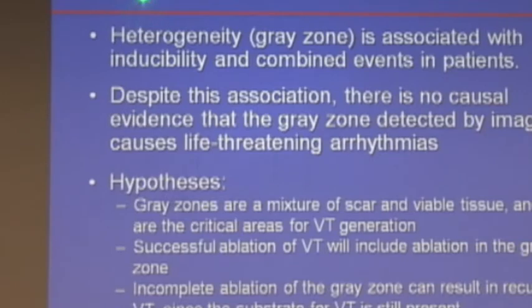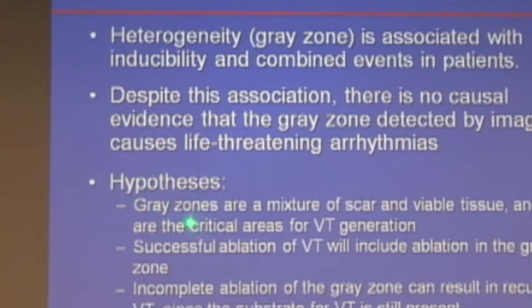So basically we're looking at whether there is a causal role for this gray zone. The heterogeneity is associated with inducibility and combined events in patients. That's very clear. Despite this association, in the past there's been no causal evidence that the gray zone detected by imaging causes life-threatening arrhythmias. Maybe it just happens to be there. Maybe people are going to get these arrhythmias anyway, and the scar just happens to be there.